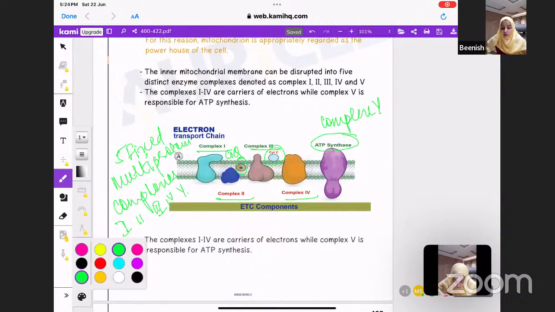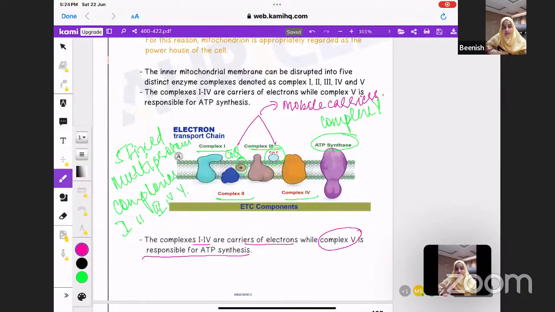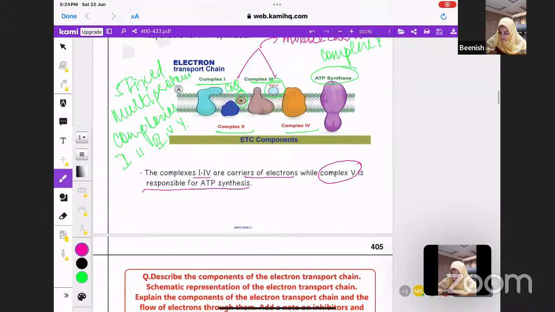Apart from these 5 complexes, you have these 2 mobile carriers, coenzyme Q and cytochrome C. They are not fixed in the inner mitochondrial membrane. Complexes 1 to 4 are carriers of electrons, while complex 5 is responsible for ATP synthesis. As we proceed, you will see that the first 4 complexes are involved in oxidation, that is transfer of electrons, and the last complex, complex 5, also known as ATP synthase, is involved in the generation of ATP.